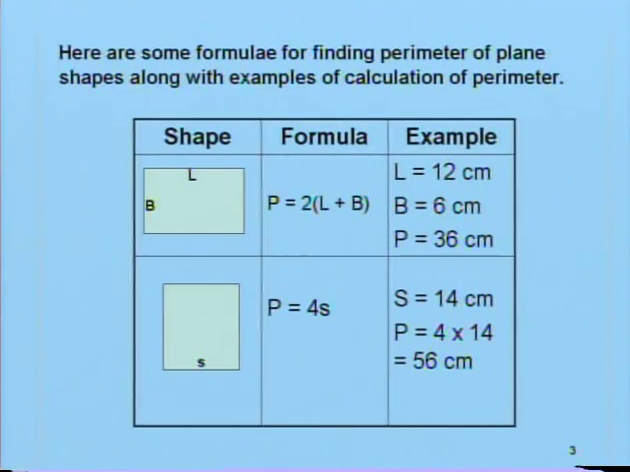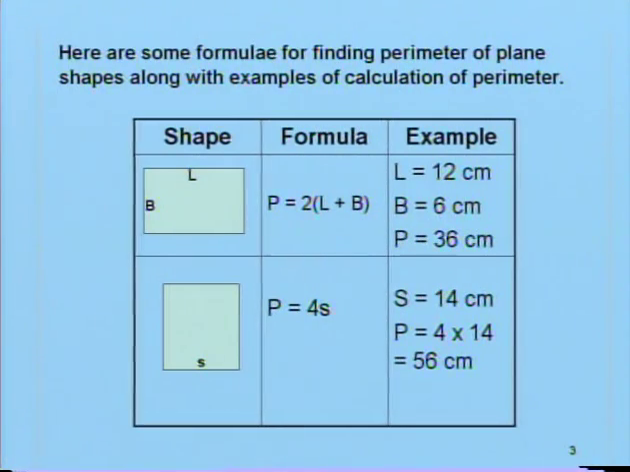In the first shape that we have there, it's a rectangle. The rectangle has length, which we label as L, breadth labeled as B. So the formula for finding the perimeter of a rectangle of length L and width B is given as P is equal to 2 times length plus breadth, or could be expressed differently as 2L plus 2B.